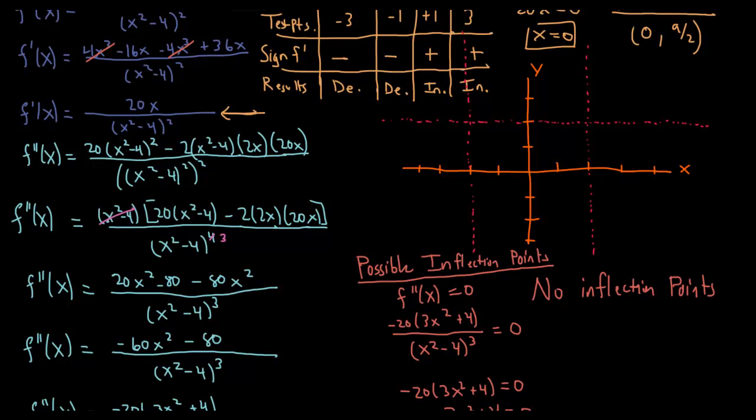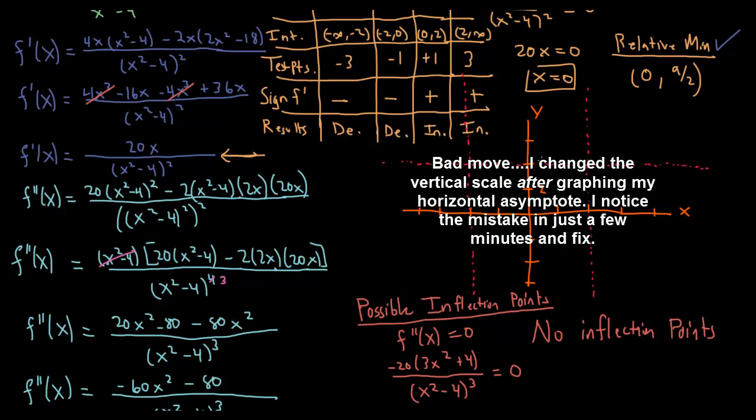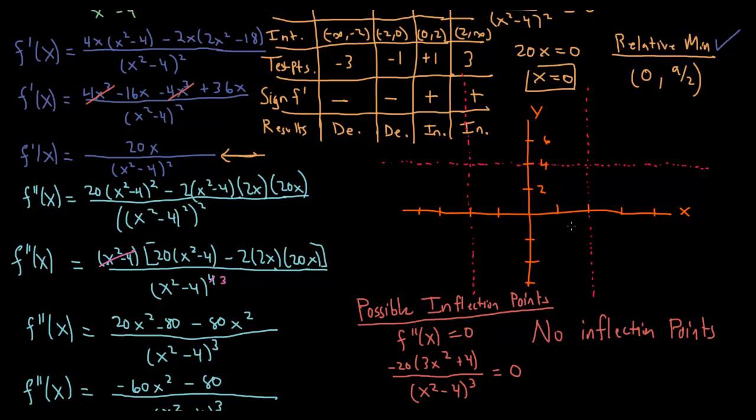Now let's put in some points we know about. We know that we have a y-intercept at 0, 9 halves. Right there, 0, 9 halves, and that's a relative minimum. Oh, I should have made the scale on the y-axis a little bit smaller. Let's count by 2's here on the y-axis: 2, 4, 6. And we'll count by 1's on the x-axis. That's going to be negative 2, negative 4, and negative 6. All right, so let's put in our relative minimum, which is also our y-intercept. It's 0, 4.5. So it's about right there.